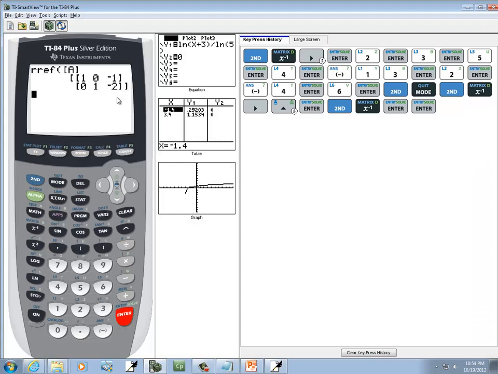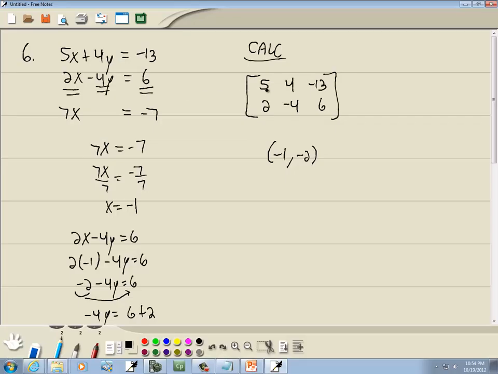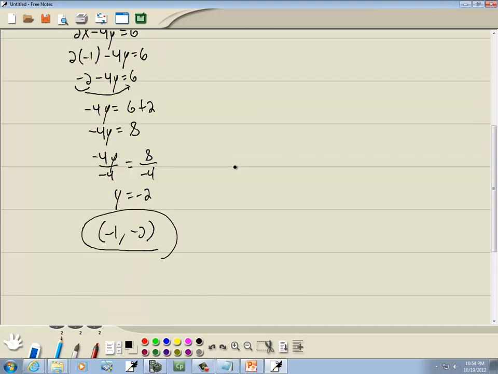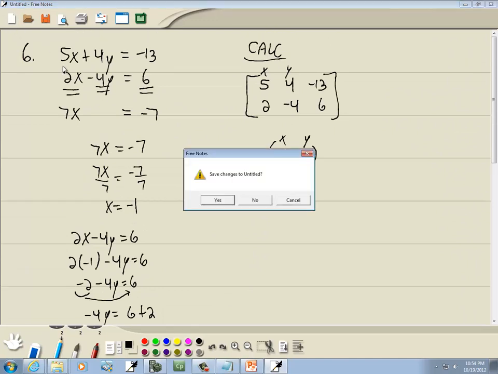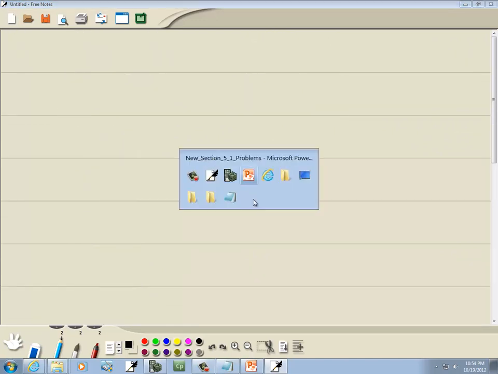Now the order of your answers corresponds to the order of your variables when you input them. See how the x column was first and the y column was second when I input it? The x is first and y is second. So that's how you figure out what's what. And let me double check my work over here to see if I came up with the same answer. I did. Let's look at the next problem.